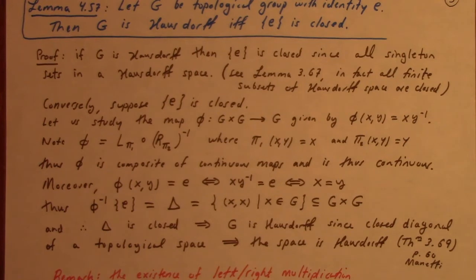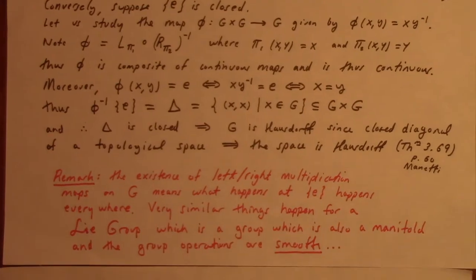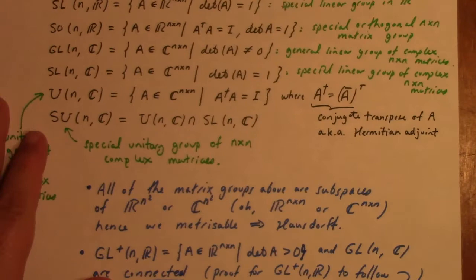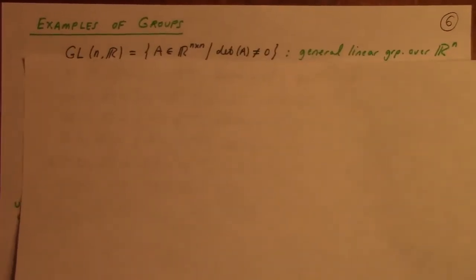And I think this is interesting because similar things happen for a Lie group, which is a group, of course, which is also a manifold, and the group operations are smooth. So essentially, you can prove things about tangent vectors and the so-called Lie bracket of vector fields at the identity. And what happens there gets transported all over the place, because the left multiplication maps, through differentiation, induce push-forward maps. And when your map is invertible, then you can push it both ways because you've got the inverse map. And anyway, there's all kinds of really neat structure to explore in a Lie group, right?